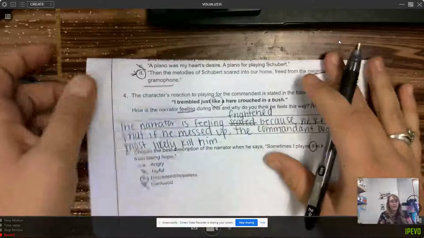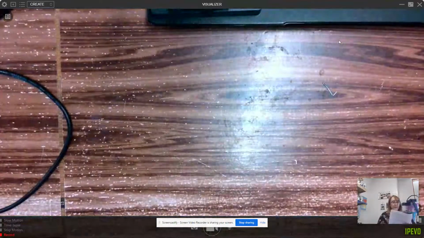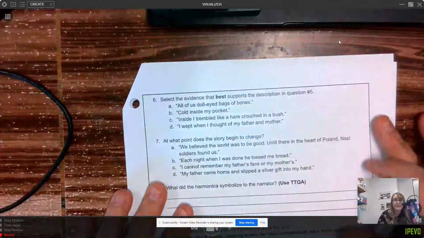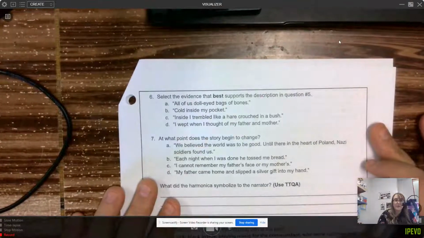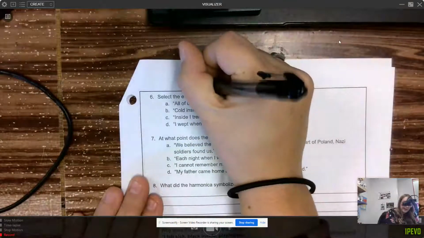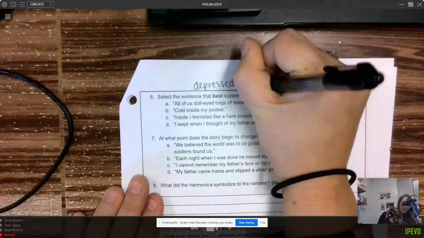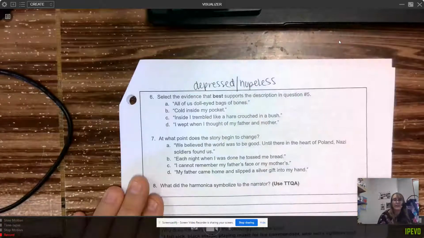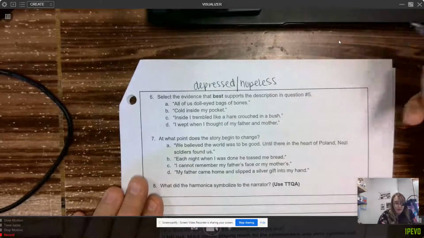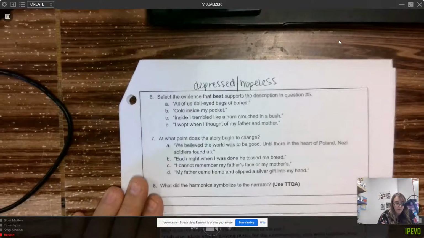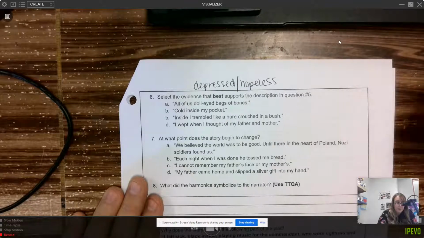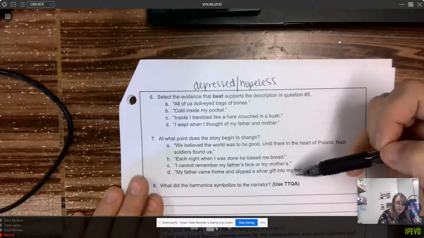All right, let's go ahead and go on to number 6. So it says, select the best evidence that supports the description. So remember, we said that he was depressed or hopeless. So which one tells us this? All of us dull-eyed bags of bones, cold inside my pocket, inside I trembled like a hare crouched in a bush, or I wept when I thought of my mother and my father, or my father and my mother. So which one tells us that he's hopeless?